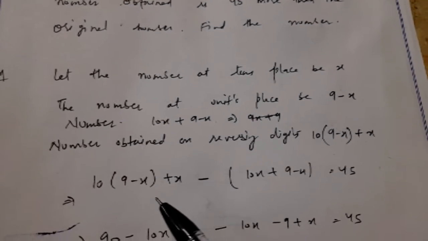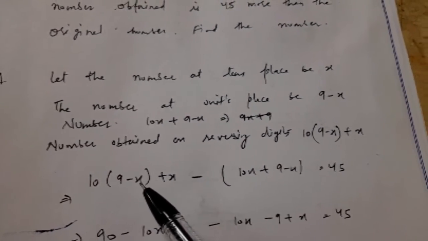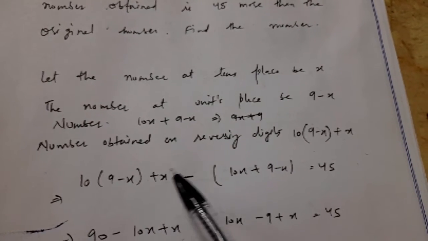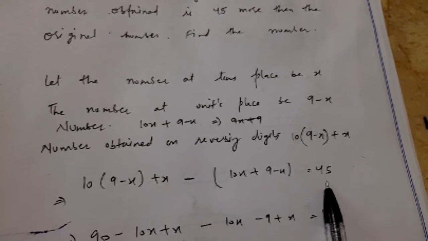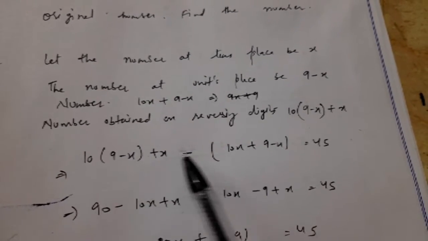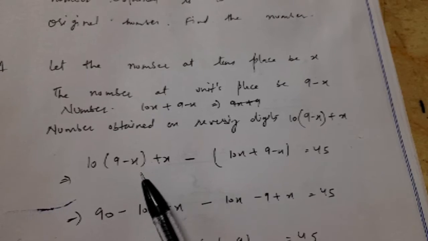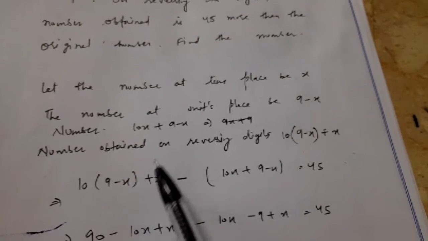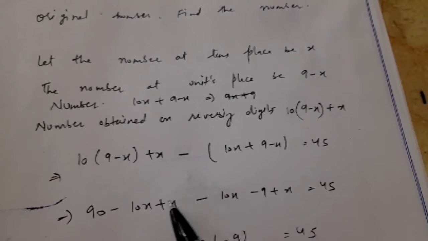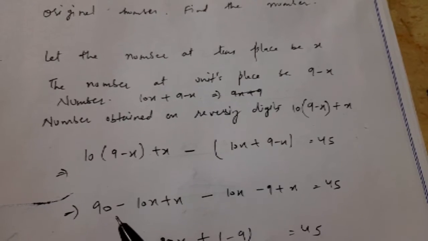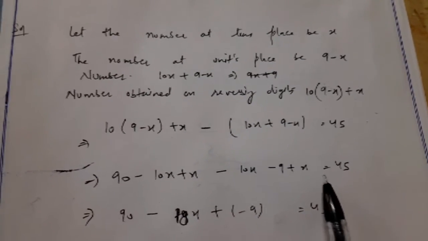Then we will frame our equation. If we subtract the old number from the new number, then we will have 45 because the difference is 45. This is the new one and this is the old one. This is the old number and the reversed digits number is this, and it is of course 45 more than the original number. So if we subtract the original number from the reversed digits number, the difference would be 45.